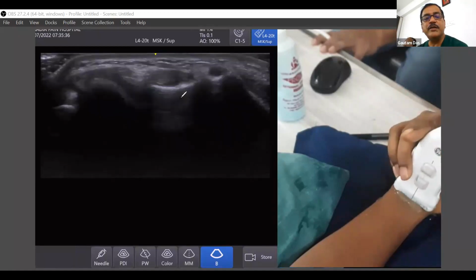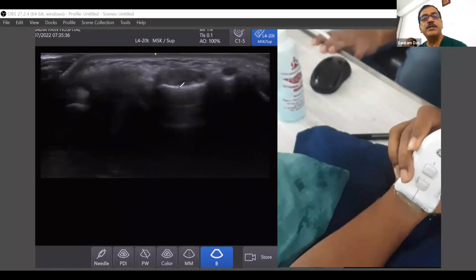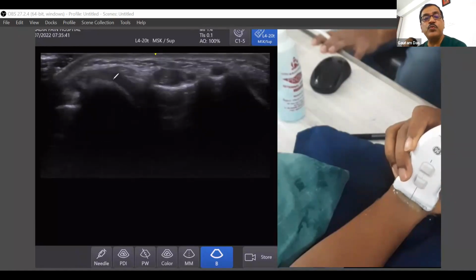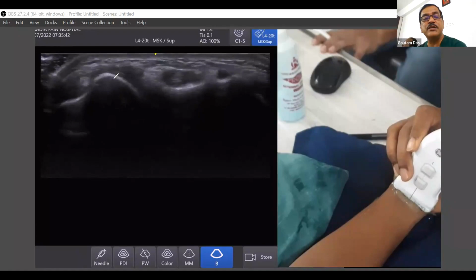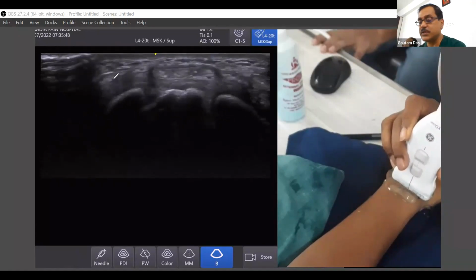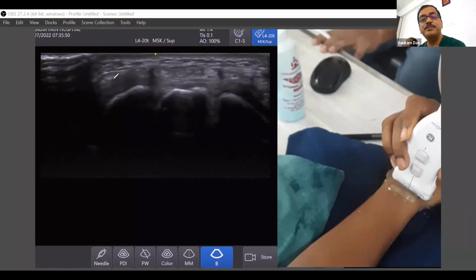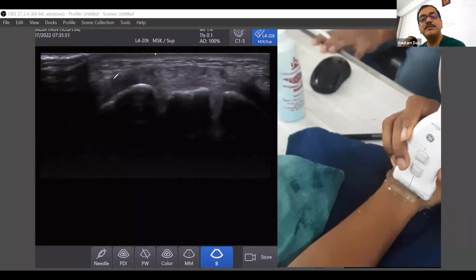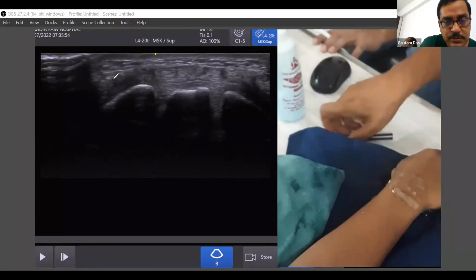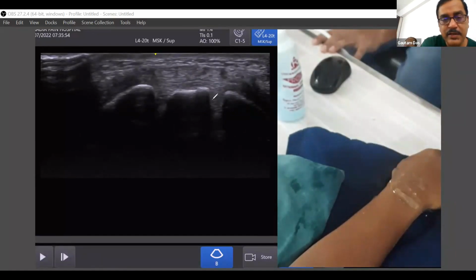So again, this was your distal tubercle. This was your ulna. I'm going more distally, and you see the radius. These three bones are nicely seen together. So this was your scaphoid. This is the radial side. This was your lunate. This is your triquetrum.